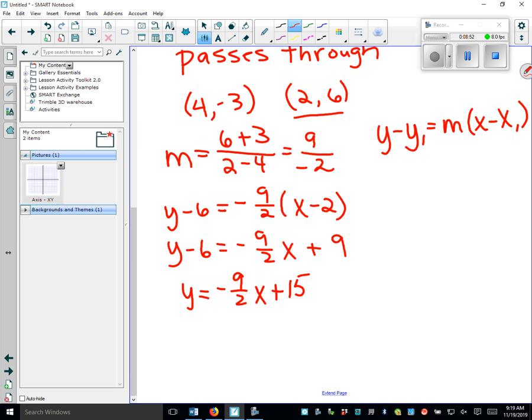Good with that? Guys, so far I've talked about a lot of things you have to remember, haven't I? X and Y intercept, formula for slope, slope-intercept, point slope. The good thing is a lot of you have learned this before this year. So it's not like you're learning all new stuff, right? All right.